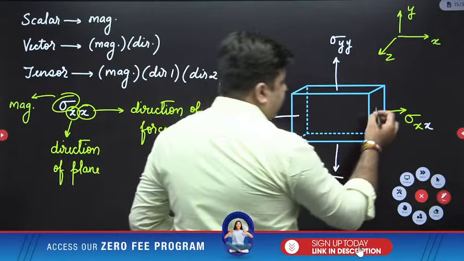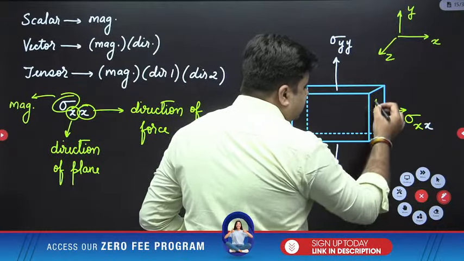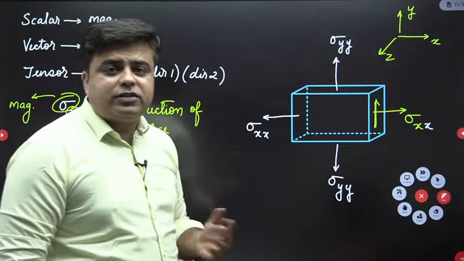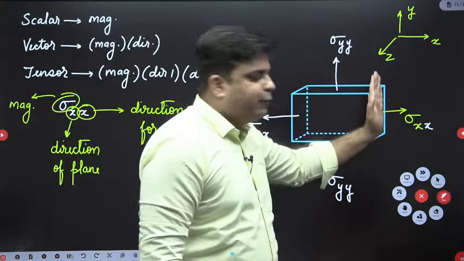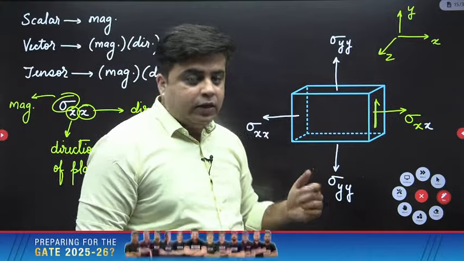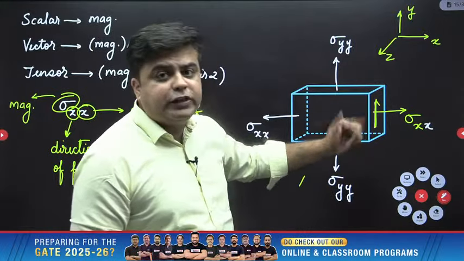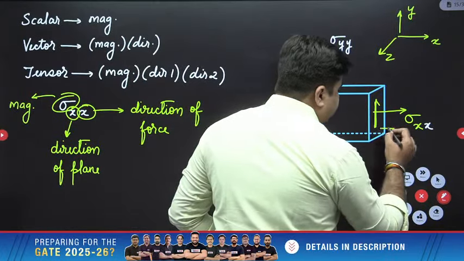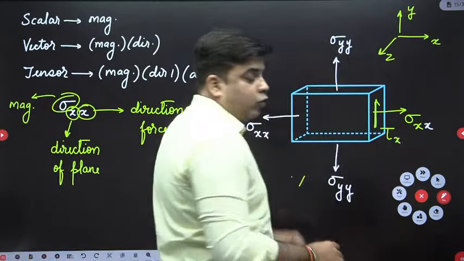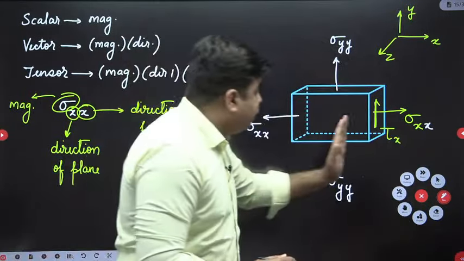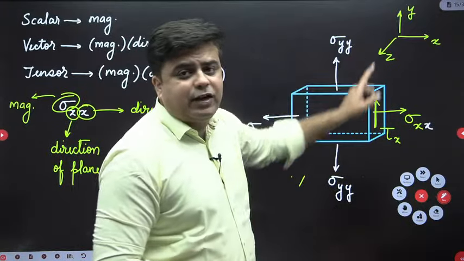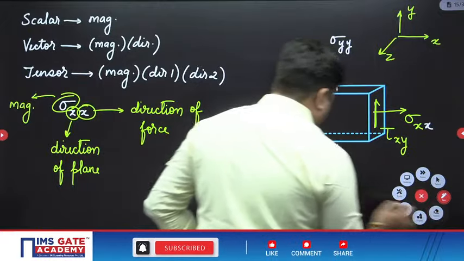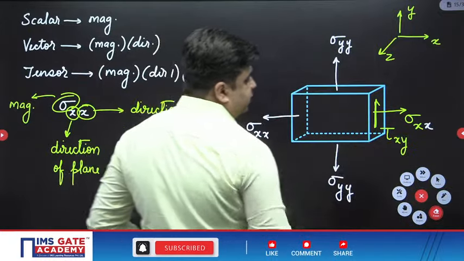Now if I draw one shear stress, the stress which acts along the surface is the shear stress. This shear stress is acting on which plane? It is again acting on x plane. Who will cause this shear stress? The force along y direction will cause it. So the name of this shear stress is tau xy.